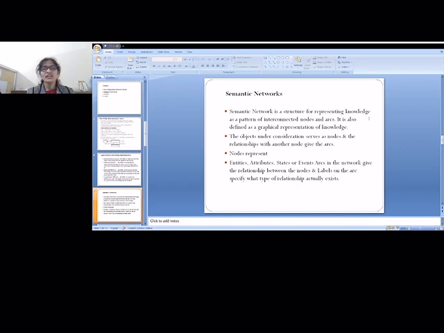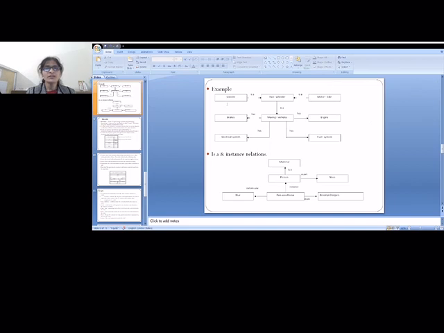Nodes can be entities, attributes, states or events. Arcs in the network give the relationship between the nodes, and labels on the arcs specify what type of relationship actually exists. For example, take moving vehicles, that is, a two-wheeler, which may be a scooter or a motorbike. So a scooter is a two-wheeler and a motorbike is a two-wheeler. Here the relationship is established between scooter and motorbike.